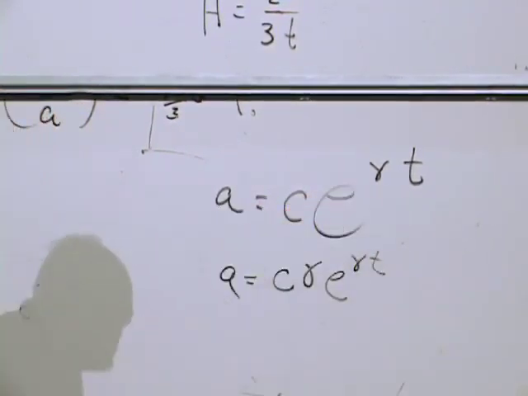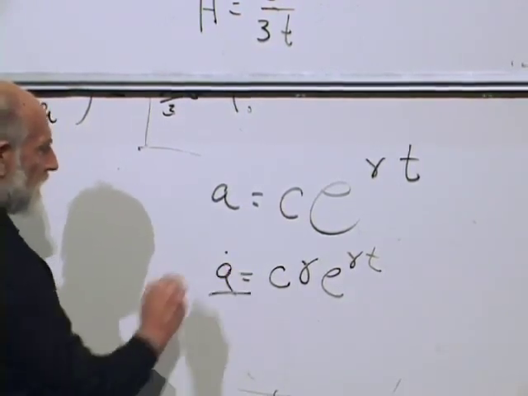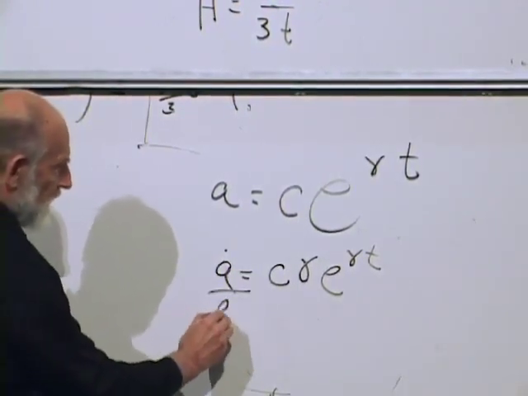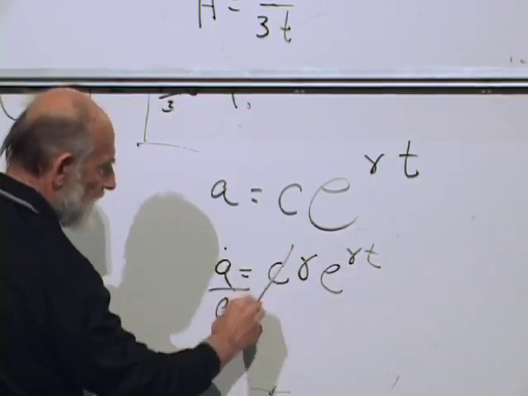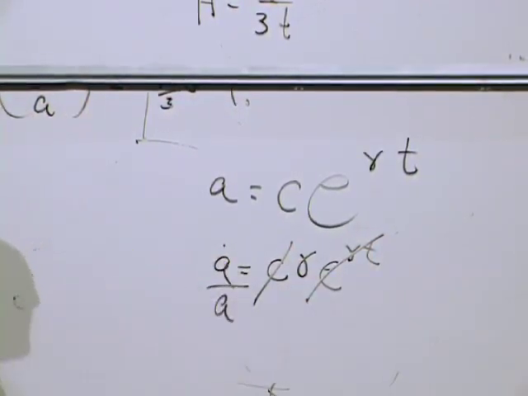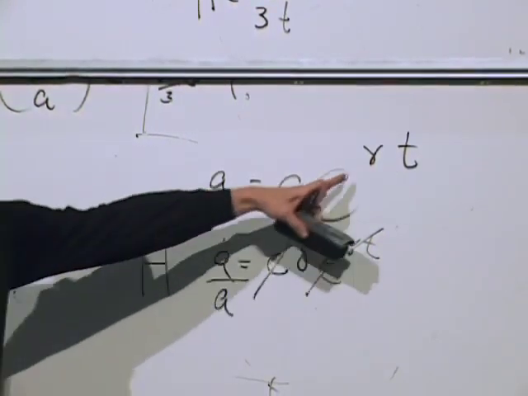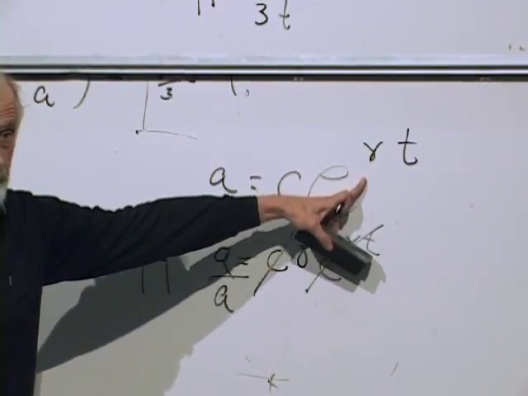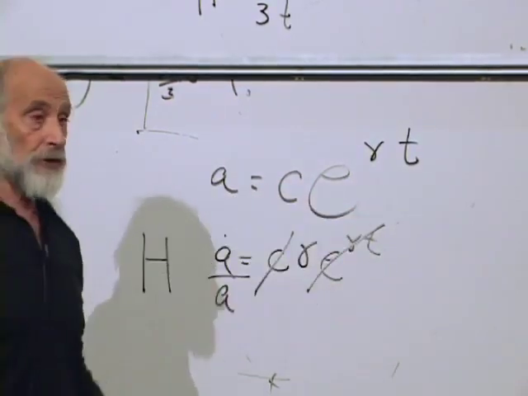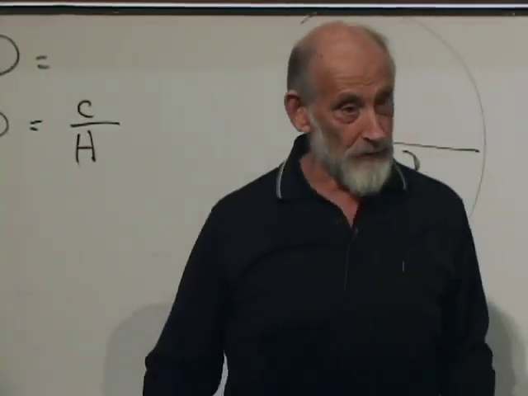Just differentiated e to the gamma t. Now A dot divided by A, that cancels C, and it cancels e to the gamma t. So we find out that the Hubble constant now is truly constant, and it's just gamma, which appears here. Okay? This is the unique case in which the Hubble constant is constant. It's the only case where it's constant.